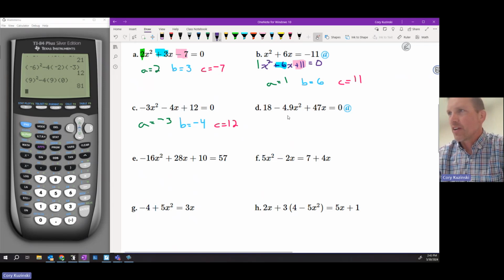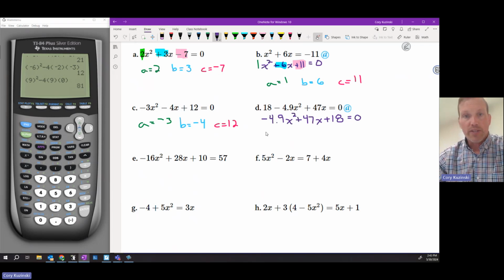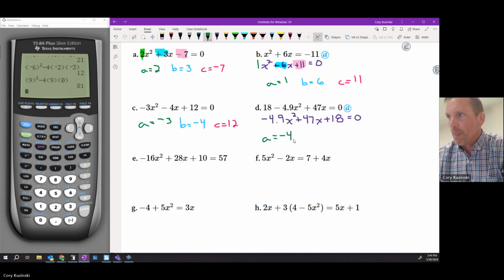This one, let's rewrite it in general form first. It's negative 4.9x squared plus 47x plus 18 equals 0. That's called general form. So we got to do the x squared term, then the x term, then the constant. So we now know that A is negative 4.9, B is 47, and C is 18.